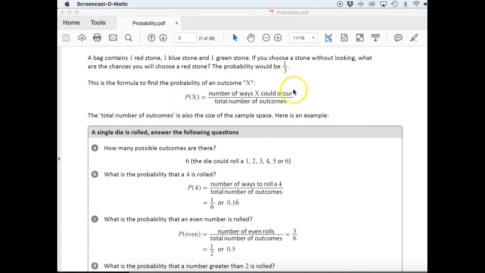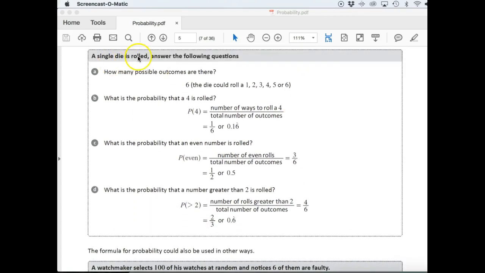This is like putting into a little formula the words that we've just been using. So the probability of something happening, before we can even test it, is the number of ways it can occur over how many ways there possibly are. And we've looked at our total number of outcomes. That's the same as our sample space.